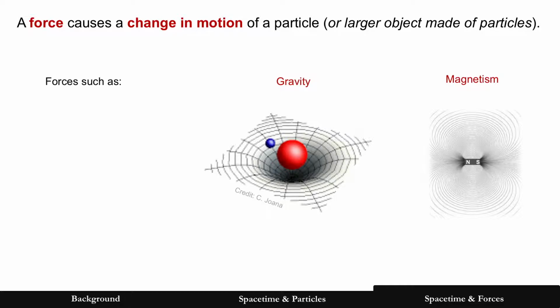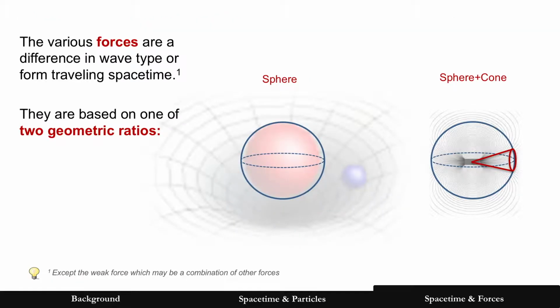So let's be clear on terminology first. A force causes a change in motion of a particle, and of course, larger objects that we see, such as planets, gravity that you see there on the left, magnets moving, things that are magnetic, those are things that we can see, but of course all of these are made of particles. So we can break it down to forces on particles.